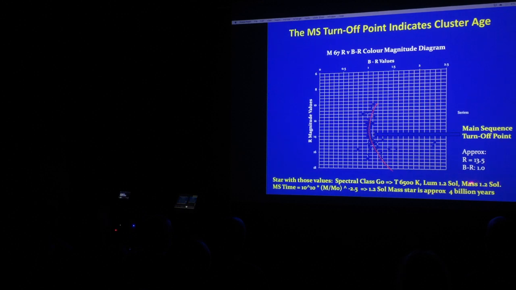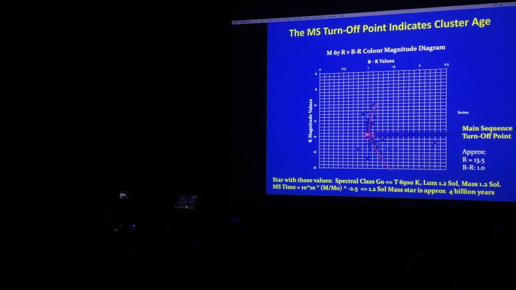So once you know the mass of something, remember I said the bigger a star is, the faster it burns through the hydrogen. There's a definite mathematical correlation between how big a star is, its mass, and how quickly it burns its hydrogen up. And this is the formula here. The main sequence time, the time that it spends burning hydrogen and helium before it burns all the hydrogen up, is 10 to the power of 10 multiplied by the mass of the star in question, divided by the mass of the sun, all to the power of minus 2.5. That's the formula. So you plug all that in, a 1.2 solar mass star is approximately 4 billion years old.